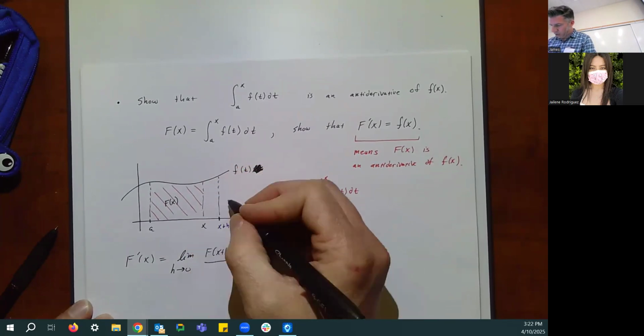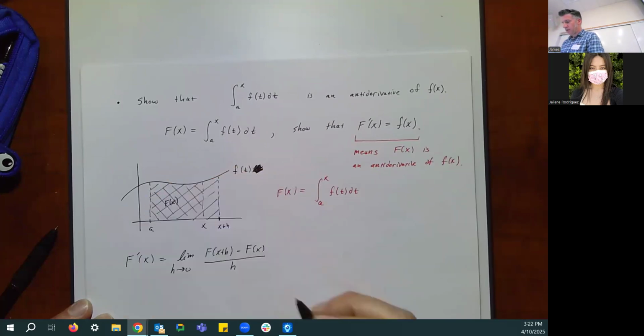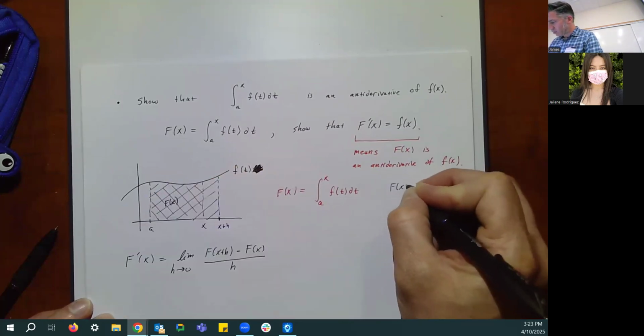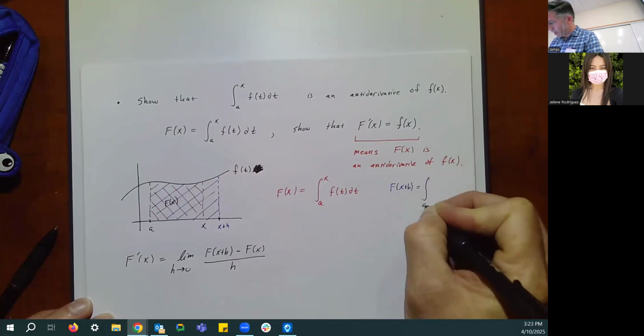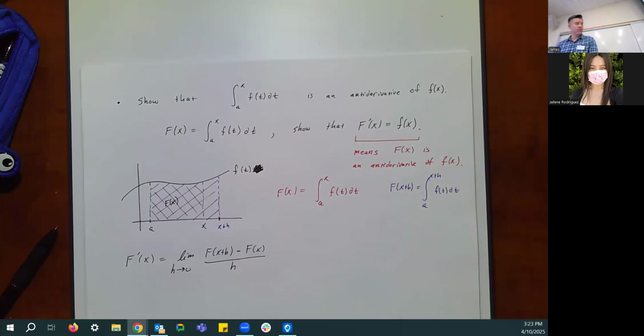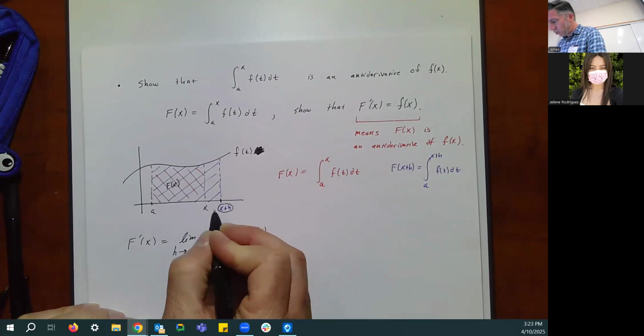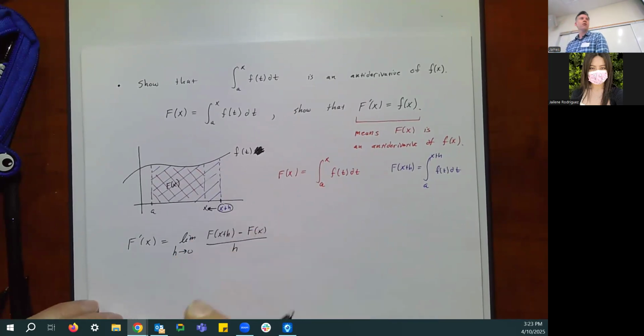So this area in blue, which includes the area in red, that's my capital F of x plus h. It's the integral from a to x plus h of f of t dt. All right, here's the thing we have to focus on for a second: as we let h go to 0, this point over here is going to move towards that point over there. Okay, hold on to that while we do a little bit more here.